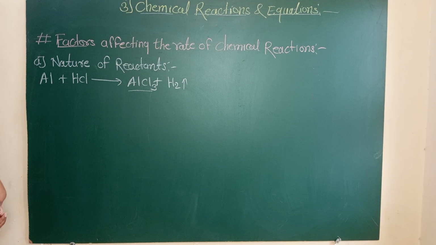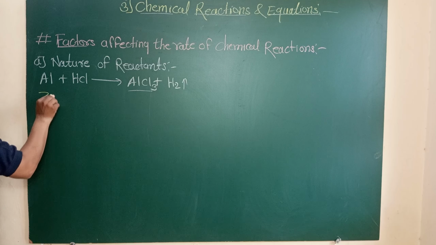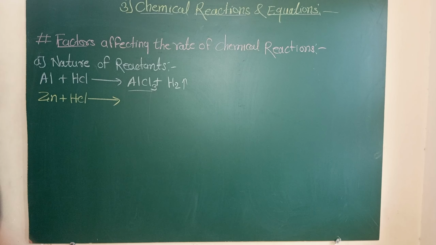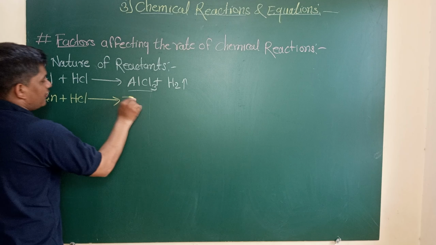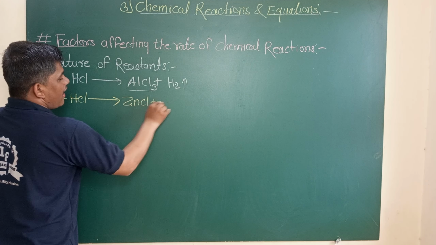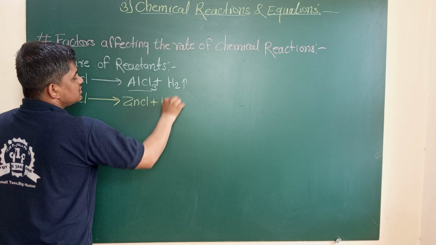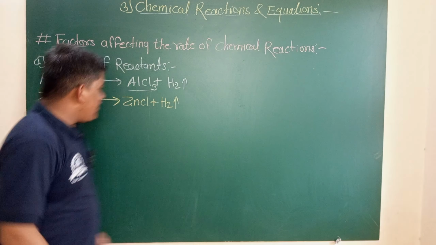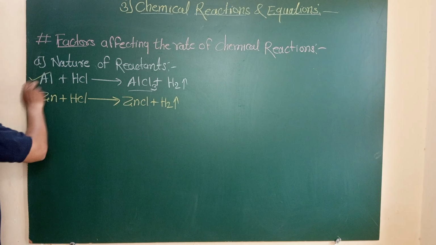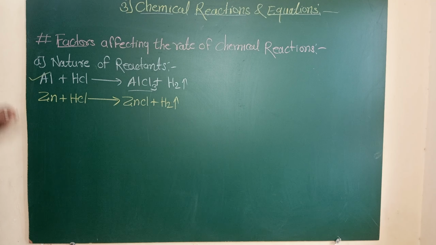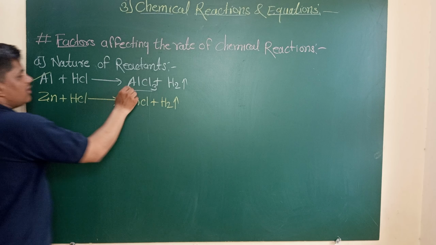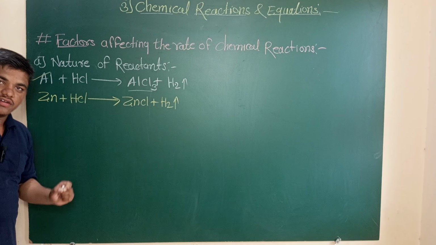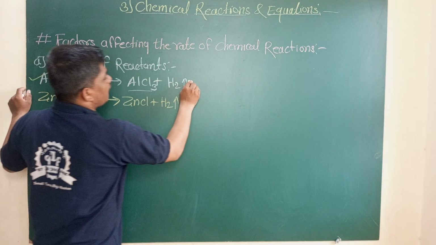And what happens when zinc reacts with hydrochloric acid? Zinc reacts with hydrochloric acid. They form zinc chloride, and H2, hydrogen, is emitted in the form of gas. That means aluminium reacts with hydrochloric acid and is converted into aluminium chloride and hydrogen. These reactions are more fast.